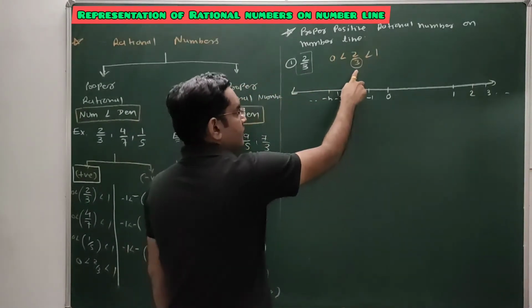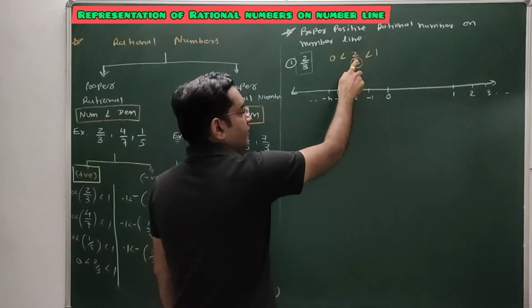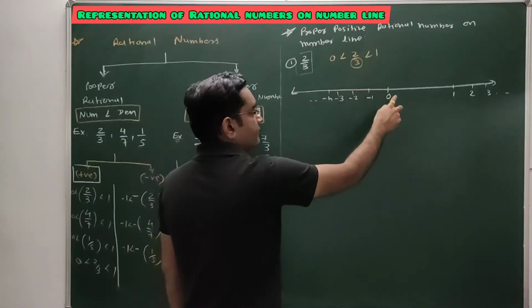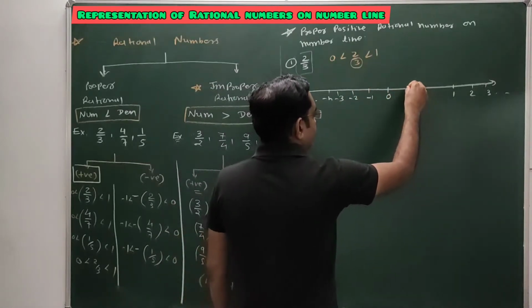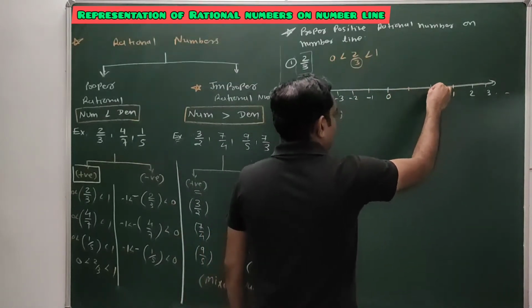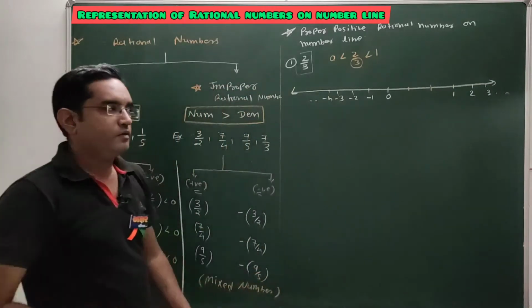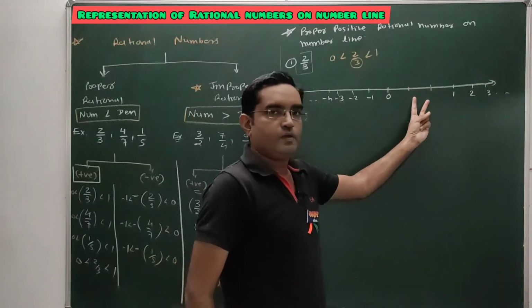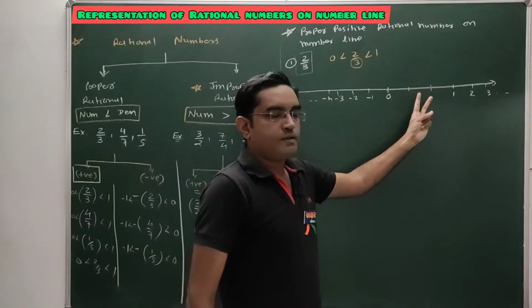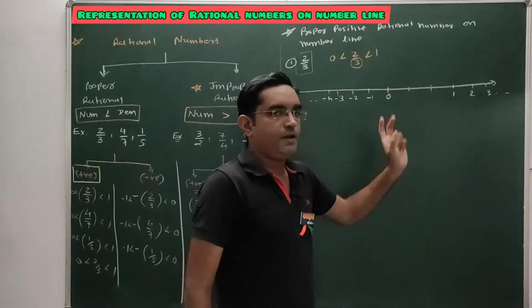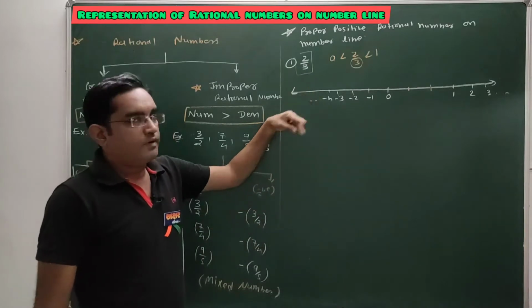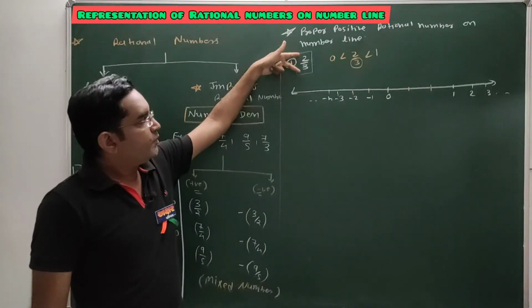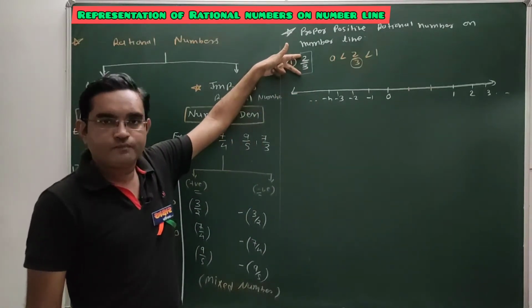How many parts? Equal to denominator. In denominator 3 number is there. So the gap between this 0 and 1 must be divided into 3 equal parts. So to divide this gap into 3 equal parts we require 2 points. Now if we put 2 points in between, then this whole gap will be divided into 3 parts. Done? Clear? Again we have to represent this 2/3 on number line.